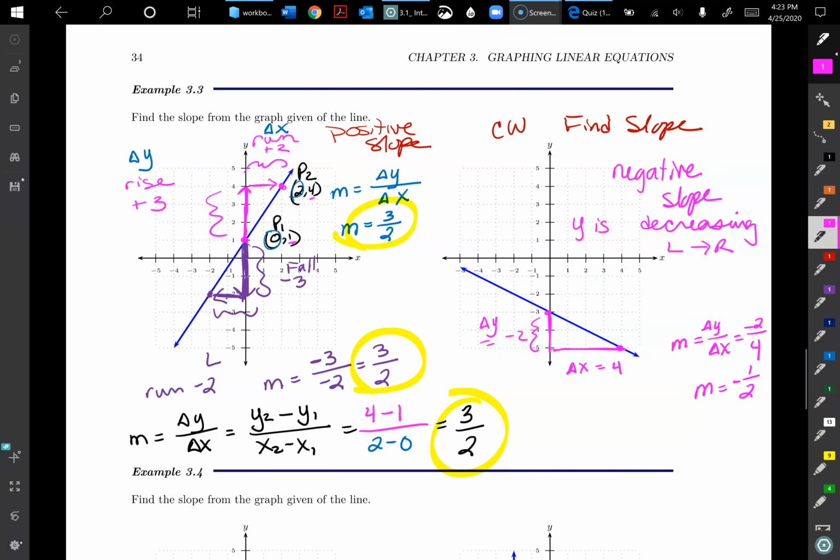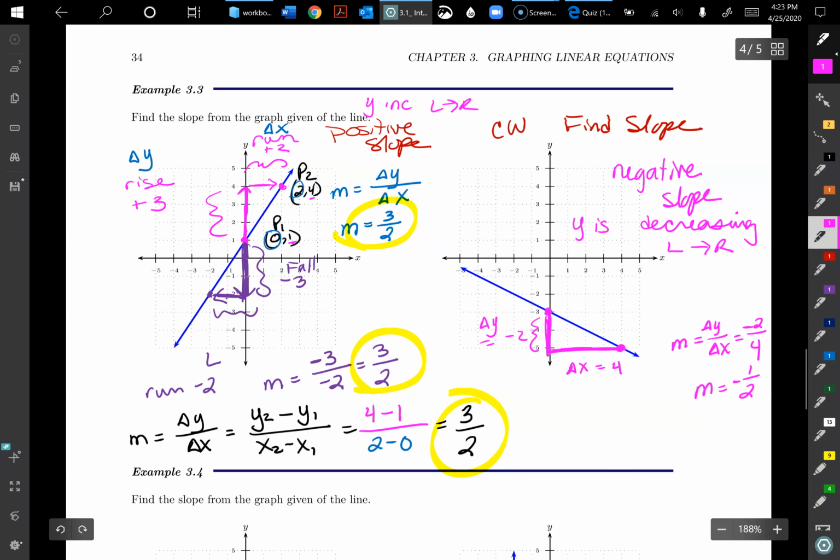Okay, so for this classwork, we have a negative slope because y is decreasing from left to right, where here, positive slope, y is increasing left to right. If we look at the slope, we have 2 points on the corners, down 2 units. So my change in y is -2. Right 4 units, my change in x is 4. Then I reduce it to -1/2.